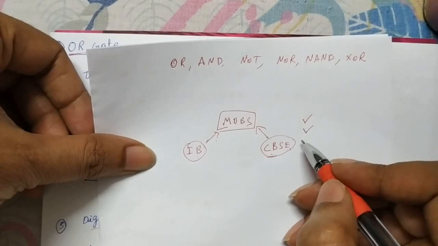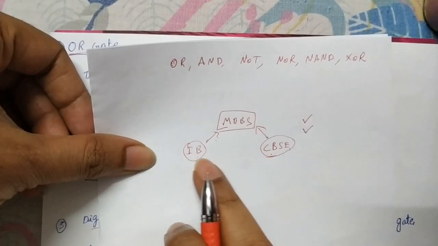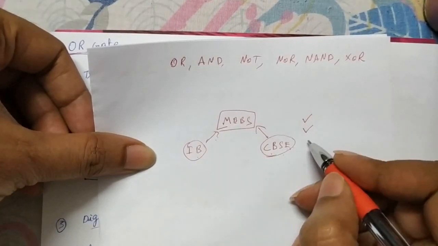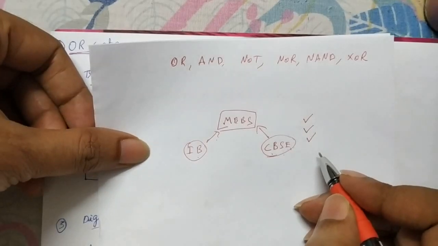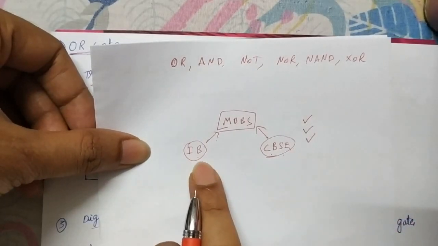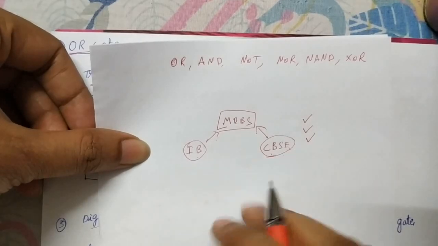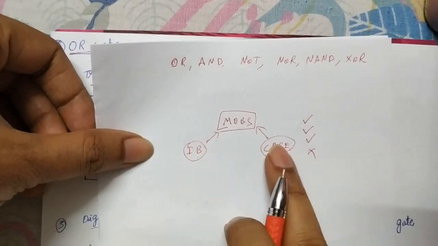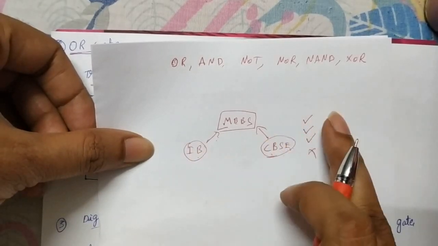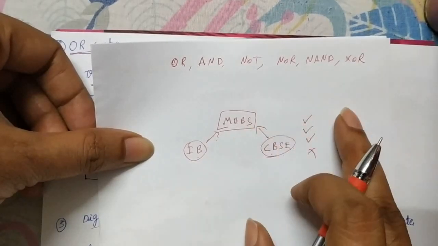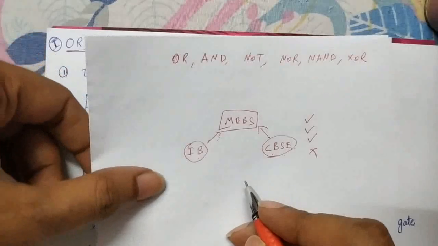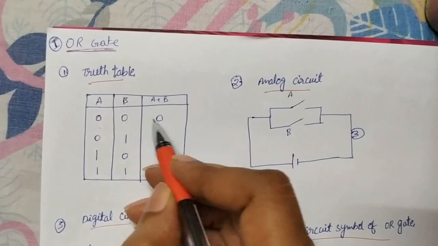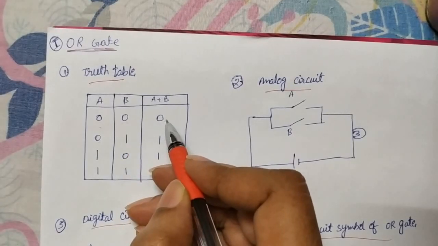And the person who studied both, two years of intermediate and two years of CBSE, then he is also qualified. But the person who did not qualify the intermediate board exam and did not qualify the CBSE exam is not qualified. That means either one is true or both are true, then you get true. If both are false, then the output is false. So 0 0 means both are false. He has not qualified any exam, so he is not qualified for joining MBBS.